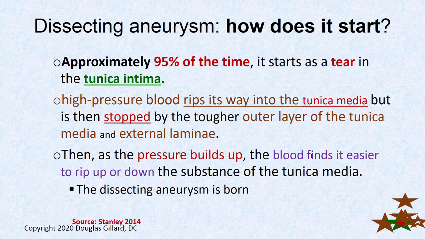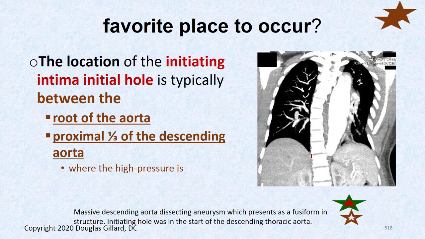All right, how does it start? Well, about 95% of the time, it starts with a rip in the tunica media. And then the high pressure rips its way through the tunica media. And that's how it starts. And the pressure builds up and builds up. And then as it starts to rip down, you get yourself a dissecting aneurysm.